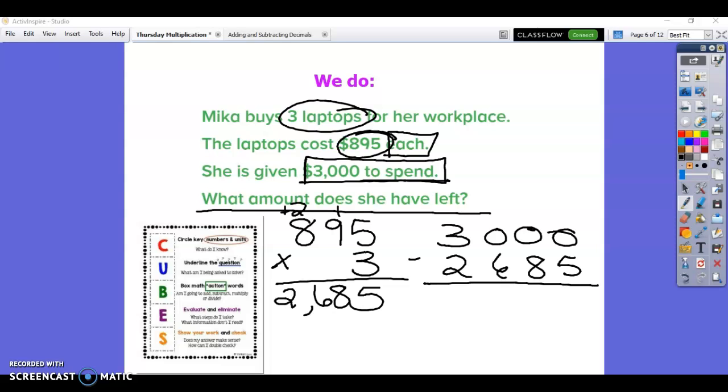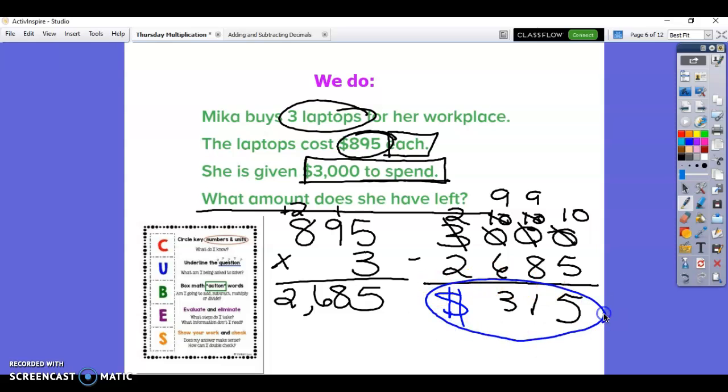Okay, so we have $3,000. You spend $2,685. You're going to have to start your regrouping all the way over in the thousands place to borrow all the way across, and then start your subtraction. You should have had a 5, 1, 3. Bring your comma down. You don't need a comma because this is a 0. So you should end up with $315 as your answer.